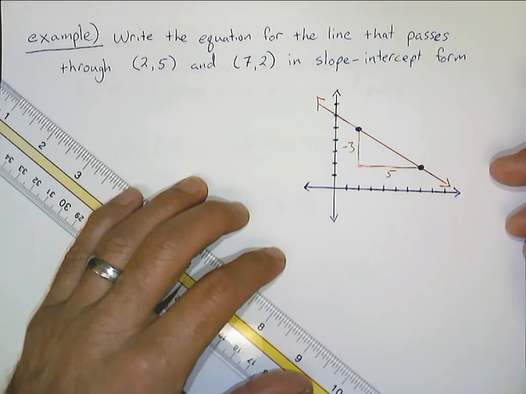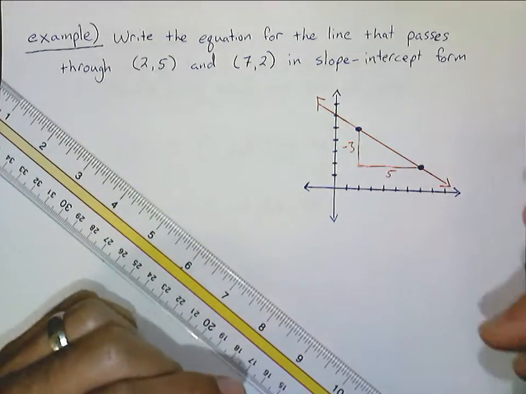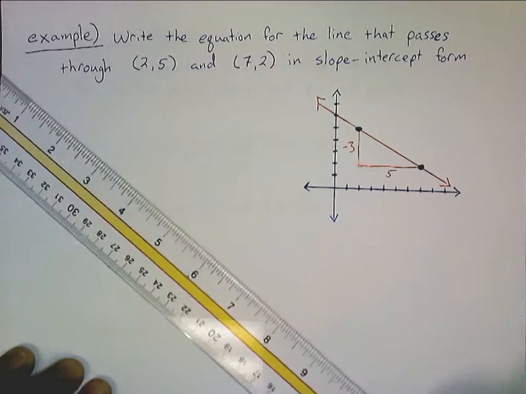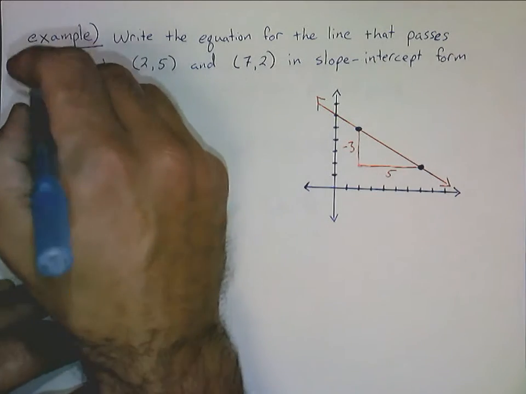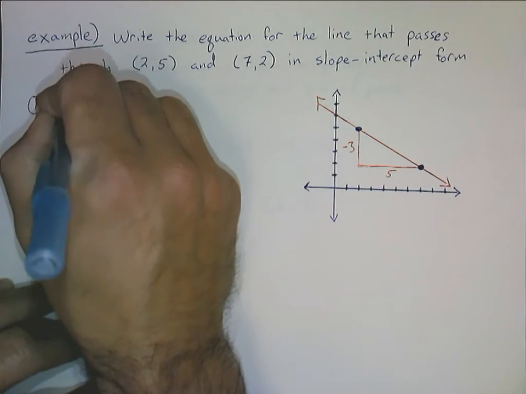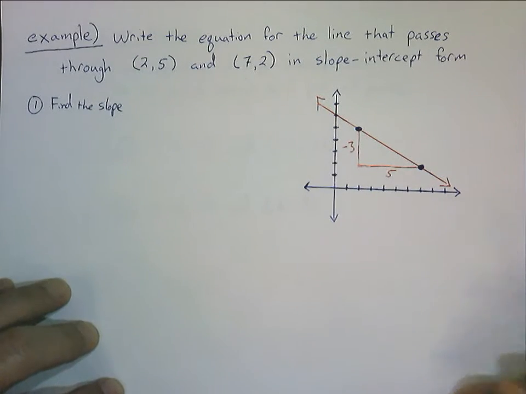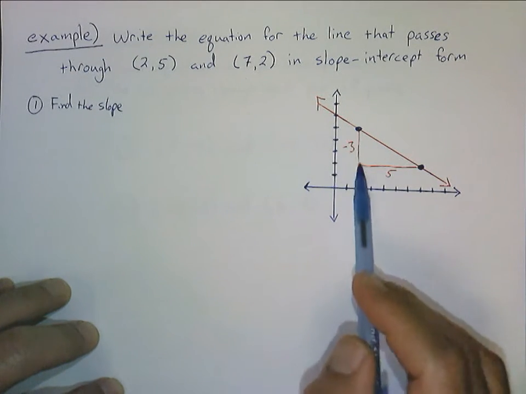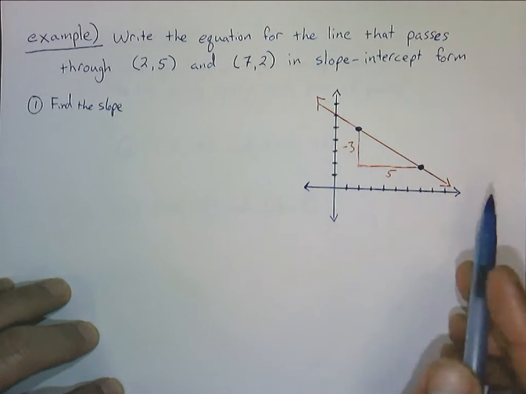Hold on. This was just a sketch, probably not hugely accurate. But let's go through the process here and see what this really is. First off, we need to find the slope, and we can do it one of two ways. We already did it with the rise and the run, and this is perfectly trustworthy. The slope is -3 over 5.